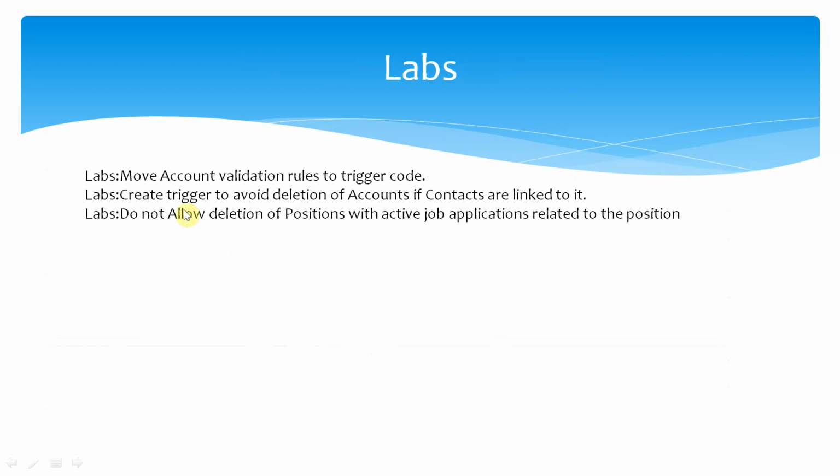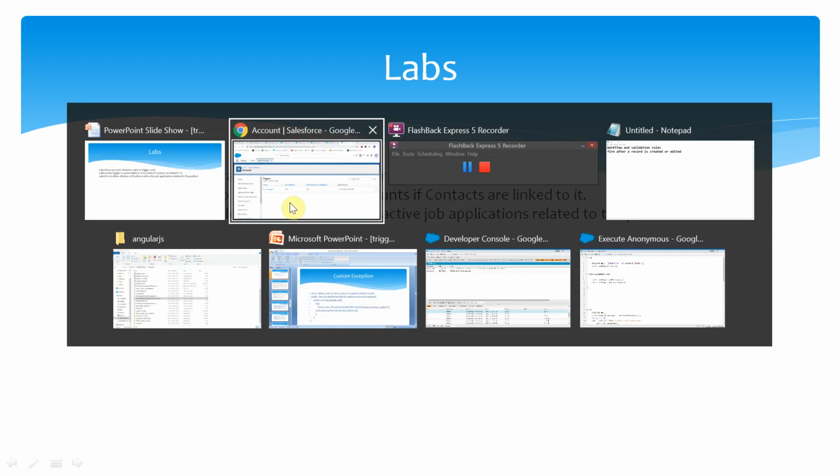So let us look at trigger.new and trigger.old. What we will do is, in the labs we will move the account validation rules to the trigger code, and the second major one is to introduce SOQL within triggers. We will see how to avoid deletion of an account if contacts are linked to it. So these are some things that we will do.